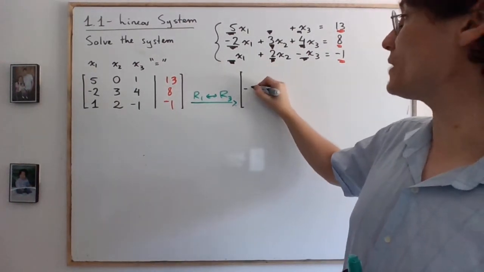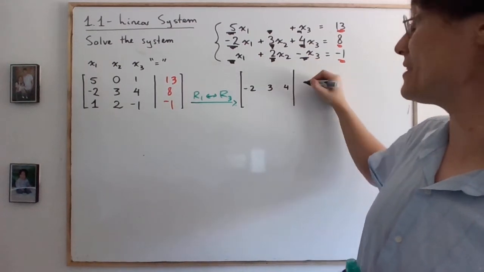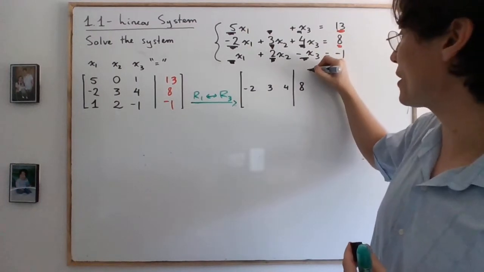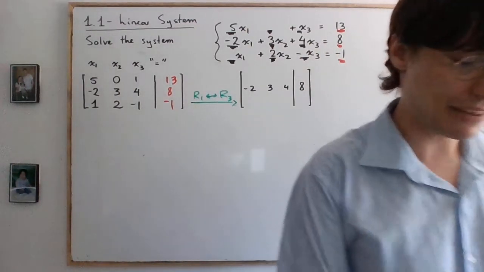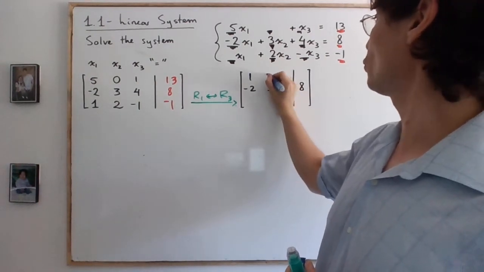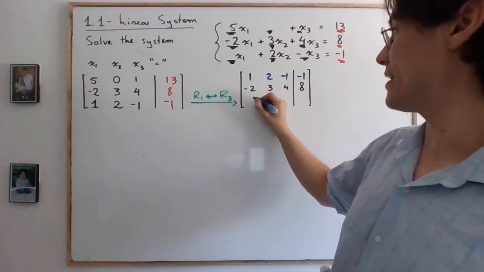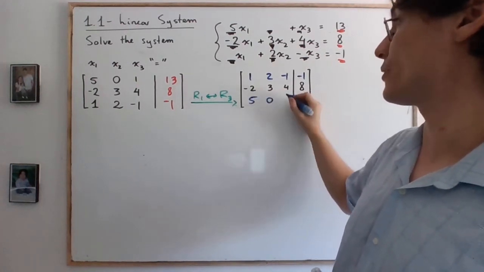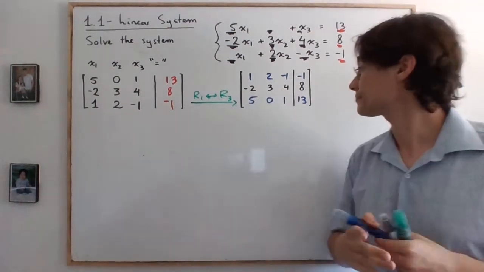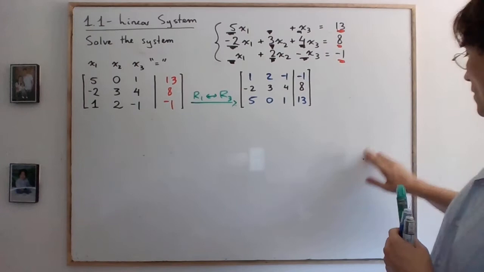Okay, what I'm going to do now is every row that doesn't change, I'm going to leave it in black. And the rows that are changing, I'm going to put them in blue so that you follow along. So here we have 1, 2, -1, -1. And the first row becomes the third row. So 5, 0, 1, and 13.